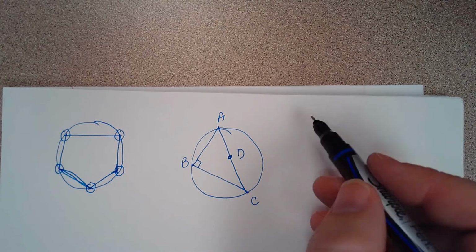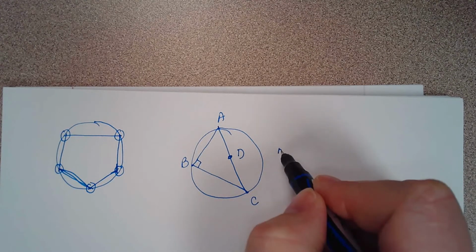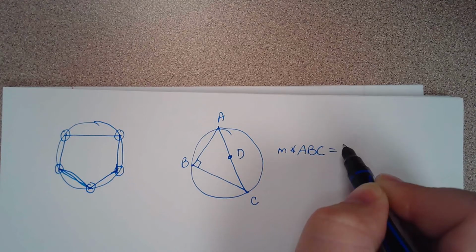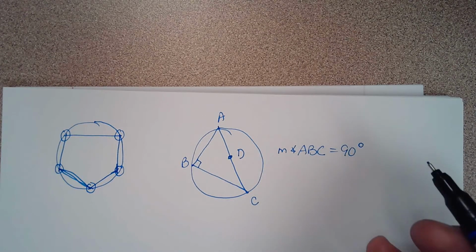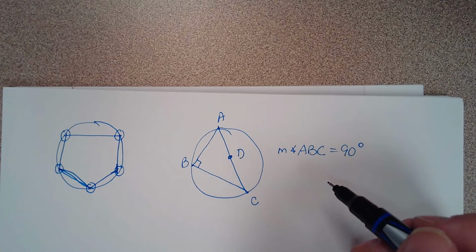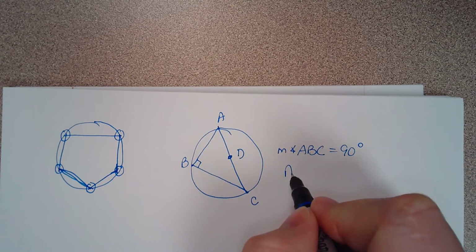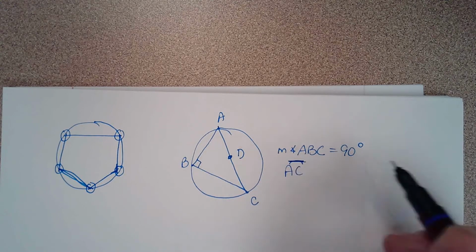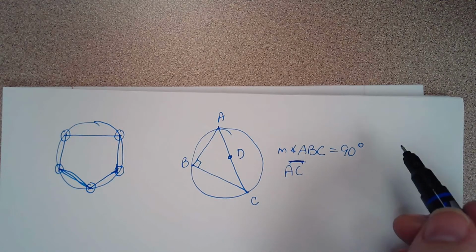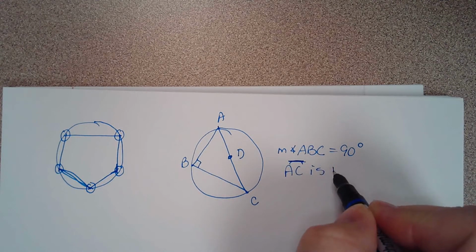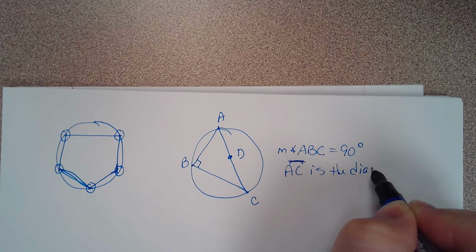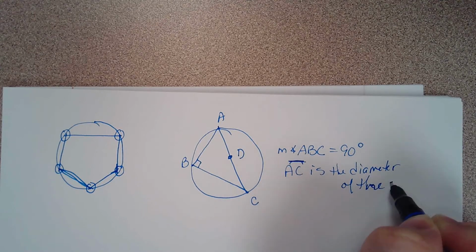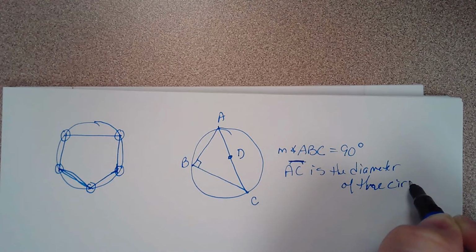So that means that the measure of angle ABC is a 90-degree angle if and only if the line segment AC is the diameter of the circle. All right, so that's what it's talking about here.